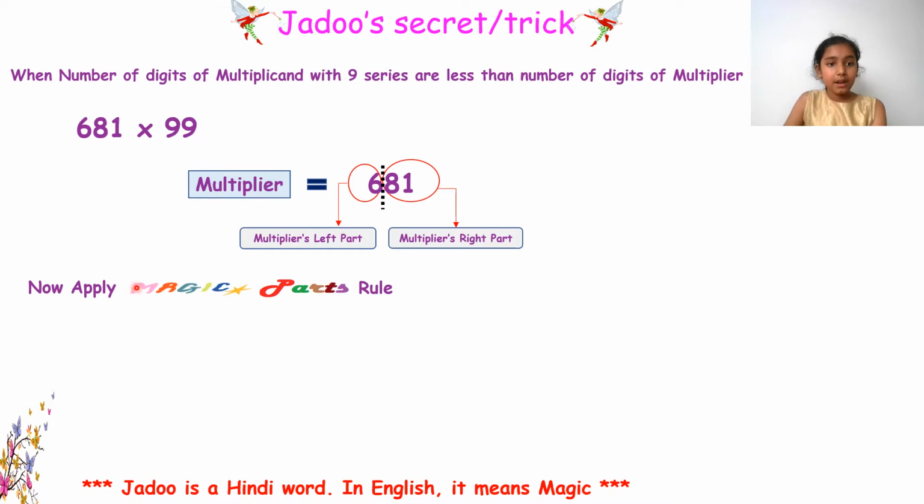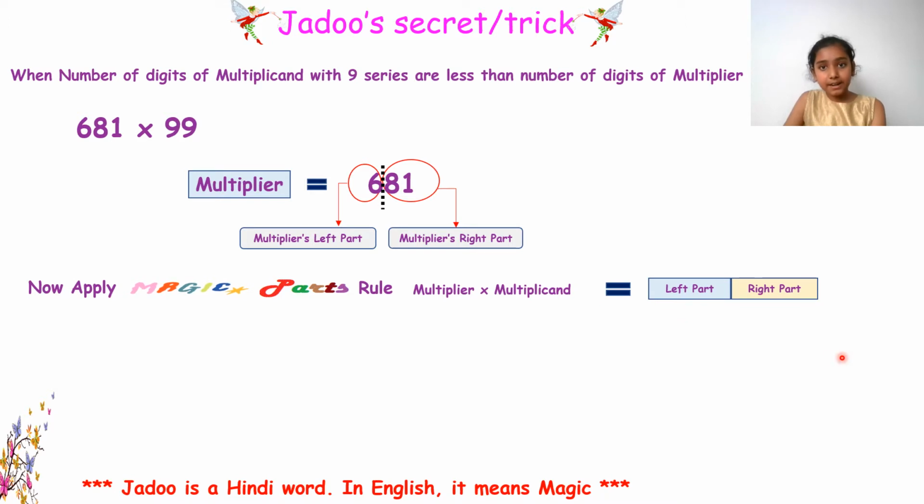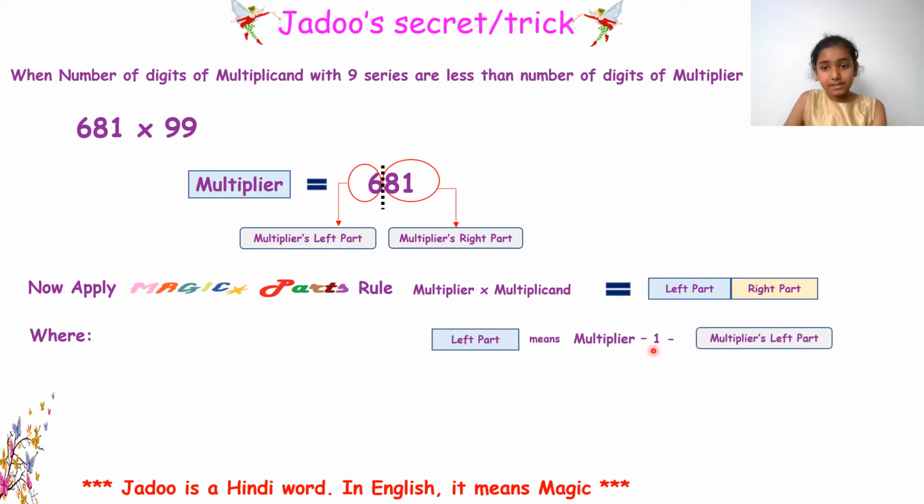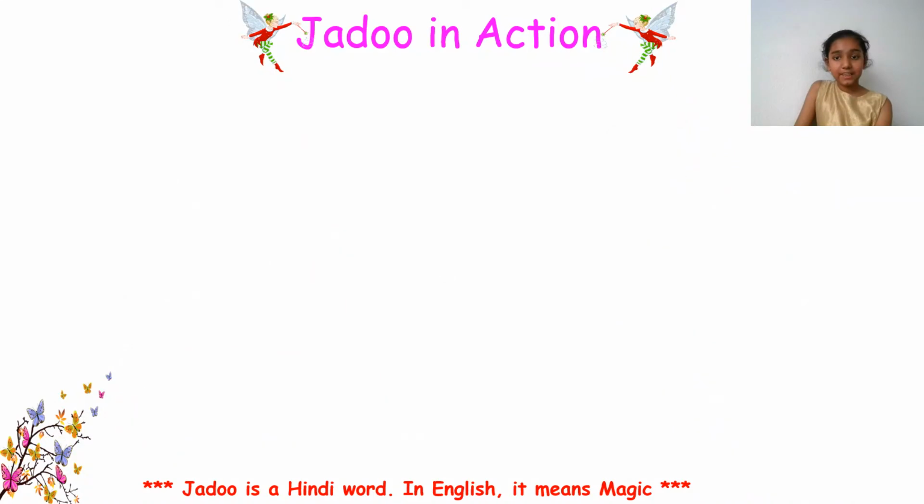And then applying magic part rule as we discussed in last video. Hope you friends remember magic part. Just to revise, combine left part and right part, where left part means multiplier minus 1 minus multiplier left part, and right part means multiplicand plus 1 minus multiplier right part. Let's apply the Jadoo.